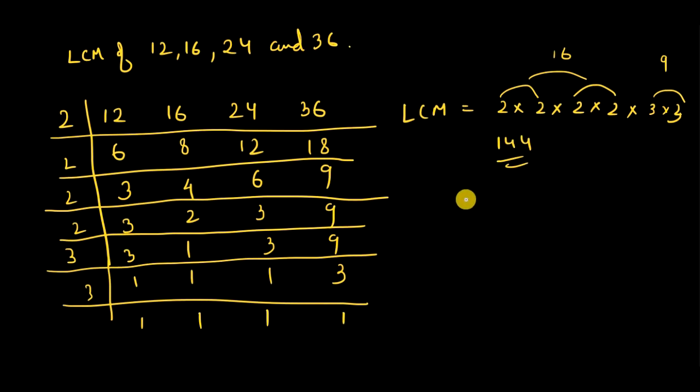If I add 7 to the LCM, how much is that? 151. So this number, when divided by any one of them, will leave a remainder 7, right? That is the answer.